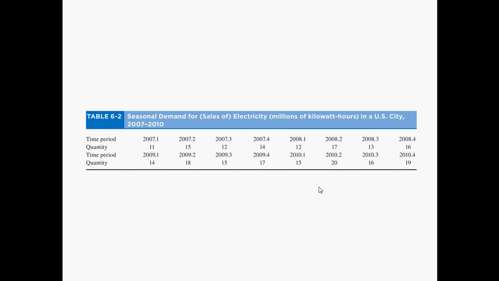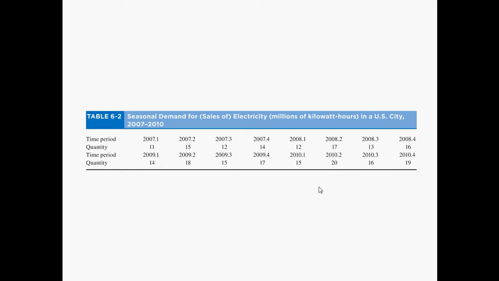So, quarter 1, 11, quarter 2, 15, quarter 3, 12, quarter 4, 14. Quarter 2 and quarter 4 are higher than quarters 1 and 3. The same is true in 2008. So quarters 2 and 4 are higher than quarters 1 and 3. Same is true in 2009. Same is true in 2010. The second and fourth quarters are always higher than the first and third.